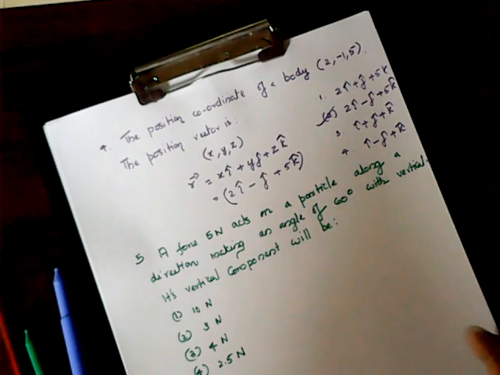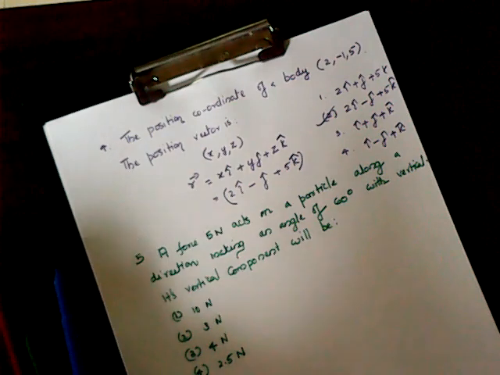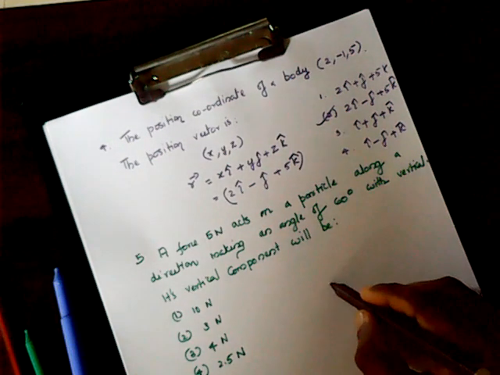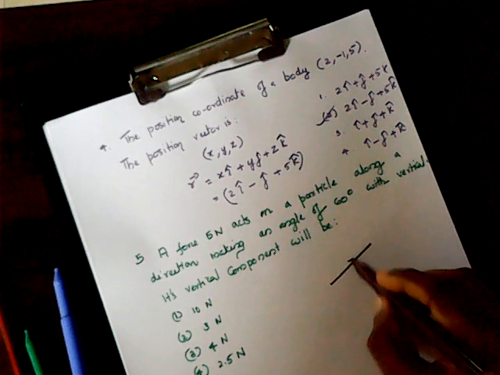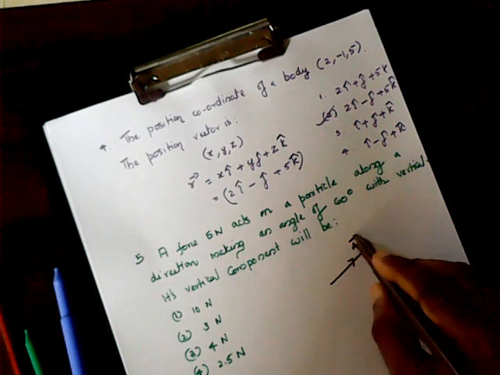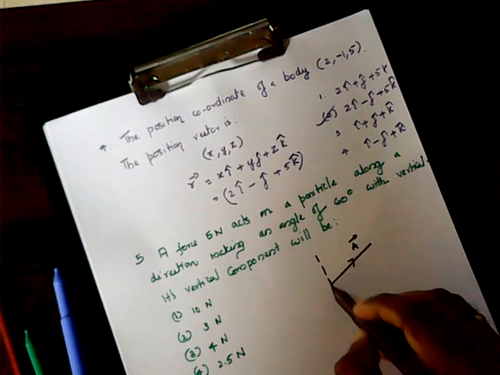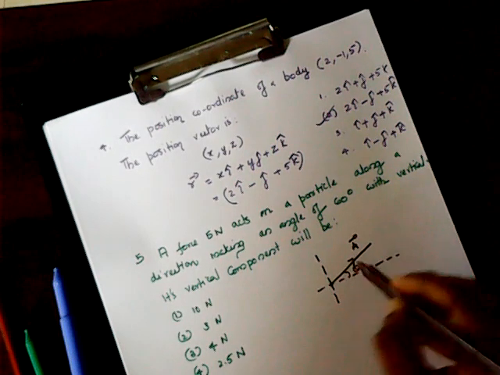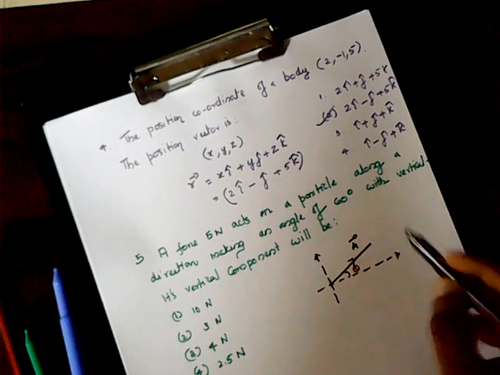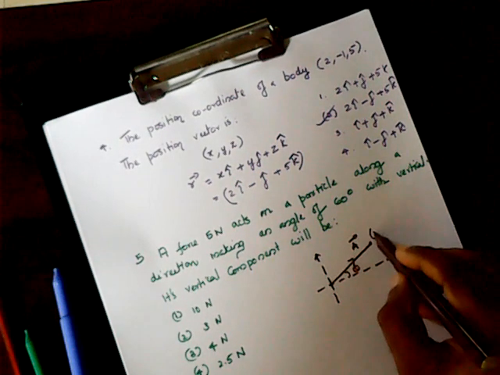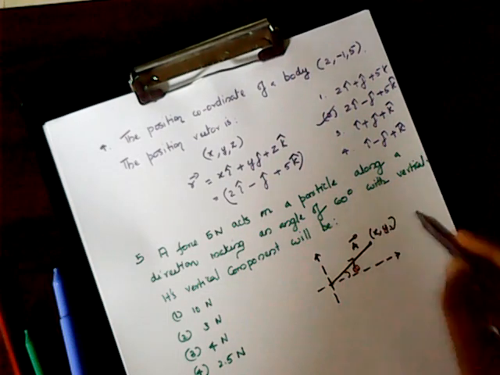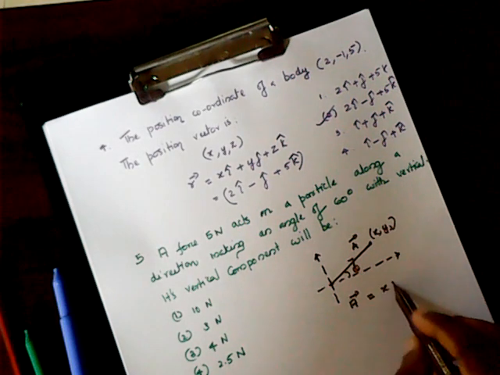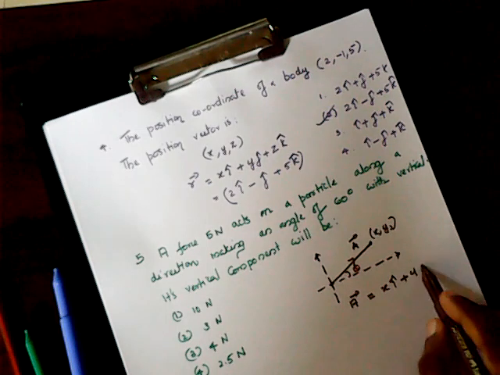Before coming to the question, suppose here we have one vector A. That vector makes an angle theta with respect to the x-axis, and the end point has the coordinates x, y. We can easily write A is equal to xi plus yj.